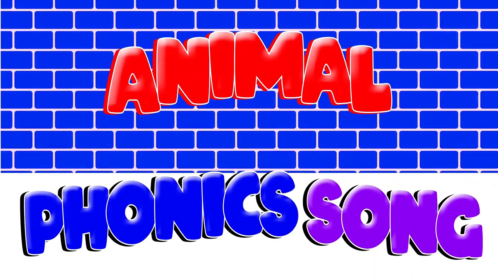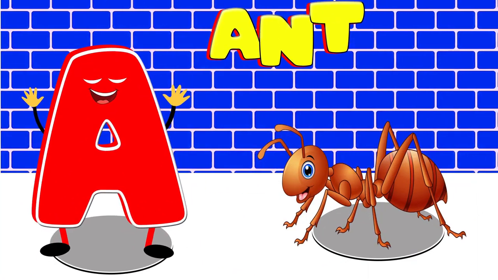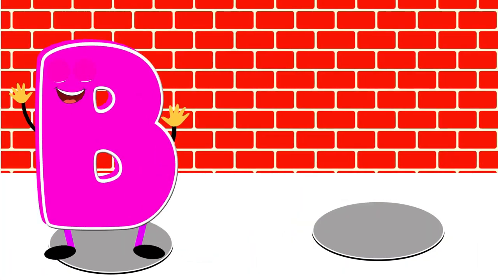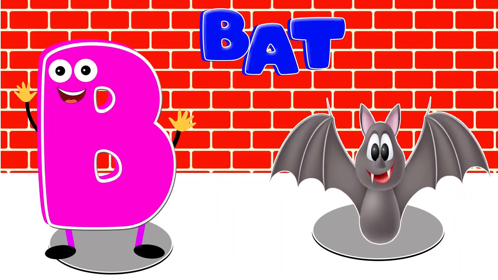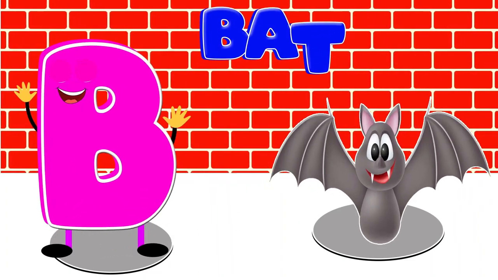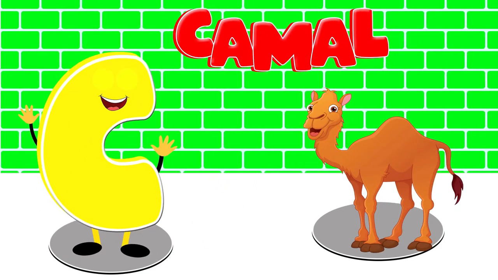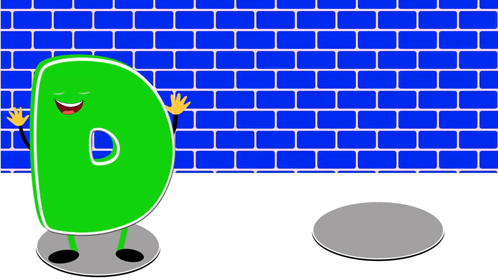Animal phonics song. A is for ant. A ant. A is for ant. A. B is for bat. B bat. B is for bat. B. C is for camel. C camel. C is for camel. C. D is for dog.